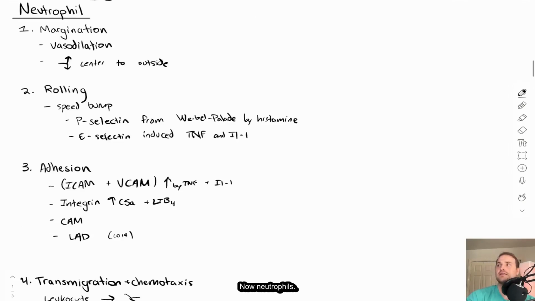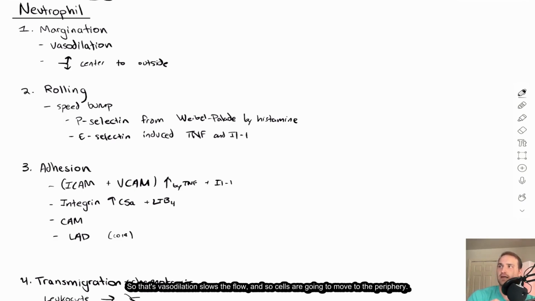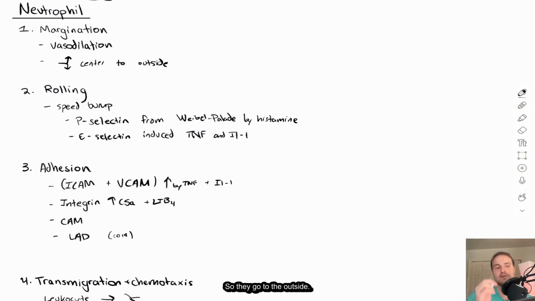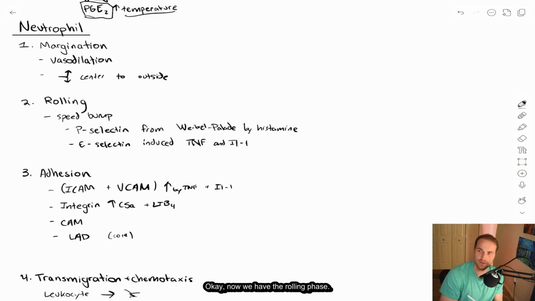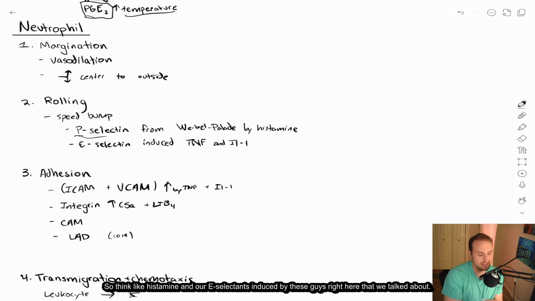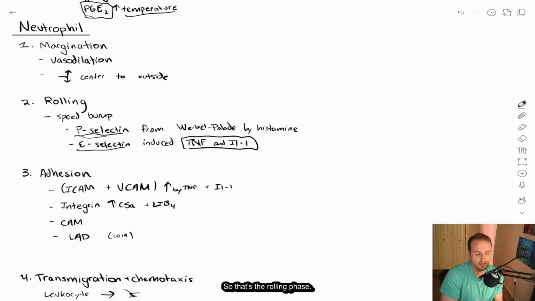Now, neutrophils. Let's talk about the neutrophil arrival and their function. So first you have your margination. Okay, so that's vasodilation, which slows the flow, and so cells are going to move to the periphery. So they go to the outside. Okay, now we have the rolling phase. That's going to be mediated by our P-selectins, so think like histamine, and our E-selectins induced by these guys right here that we talked about. So that's the rolling phase.